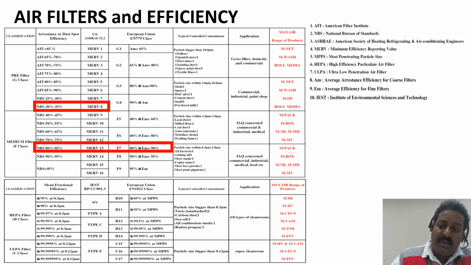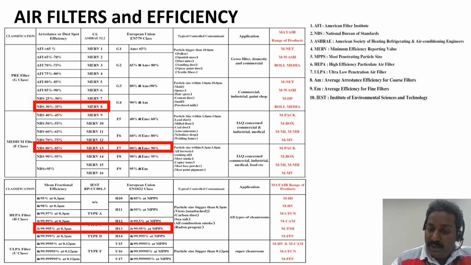But usually ISHRAE recommends going with HEPA filters, not less than H13 grade class. That can filter with 99.995% efficiency for 0.3 micron particles. And the thing is, we can't directly replace MERV 13 with HEPA filters. That's the challenge. In the next slide we're going to discuss what that challenge is, and why we can't simply replace our MERV 13 filter with HEPA filters.